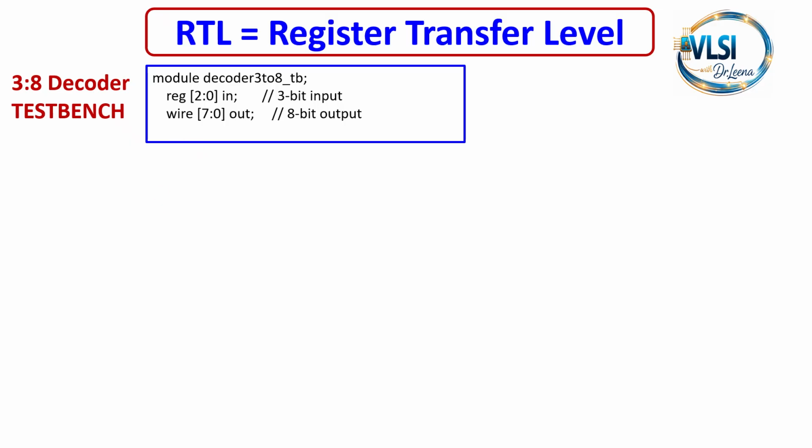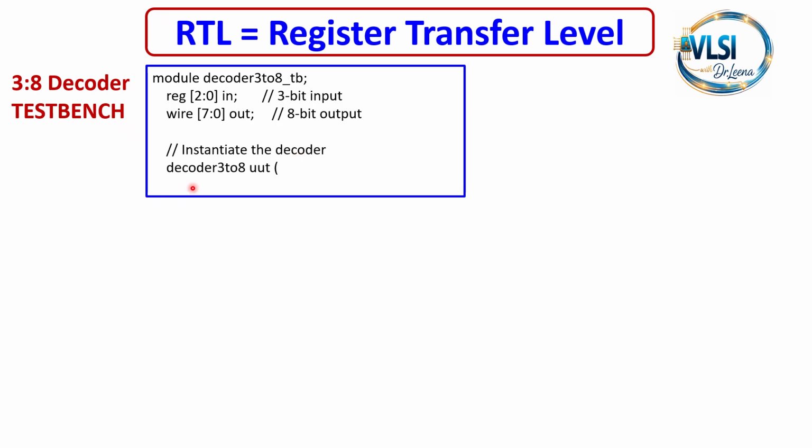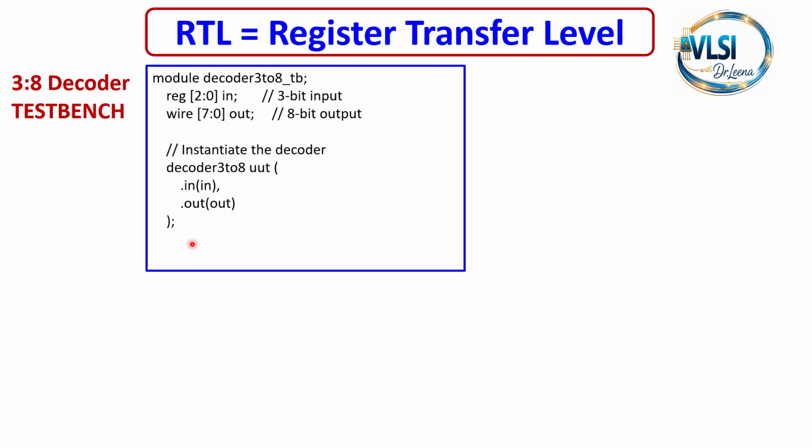After giving the input and output, the next step is to instantiate the module inside this test bench. For instantiating, first we give the name which we have given for the module in the RTL code. The name we give here, and then UUT, that is nothing but unit under test, and we open the bracket. Then we connect the test bench inputs to the module inputs and the test bench outputs to the module outputs. After that, we close the instantiation.